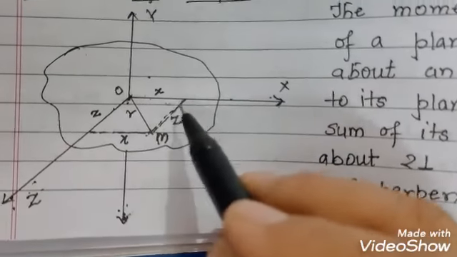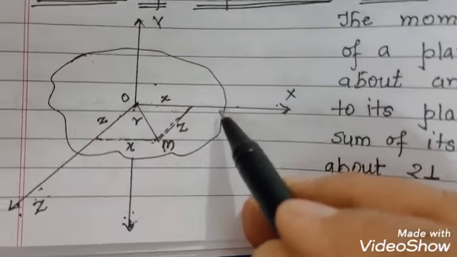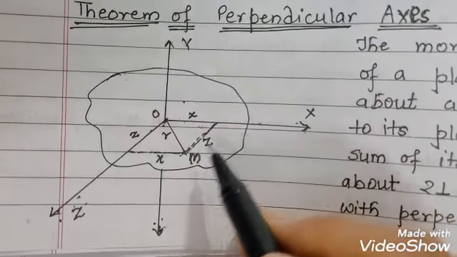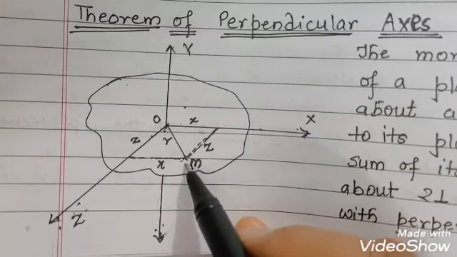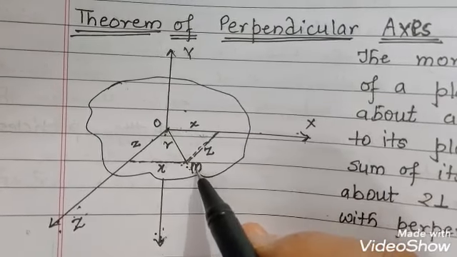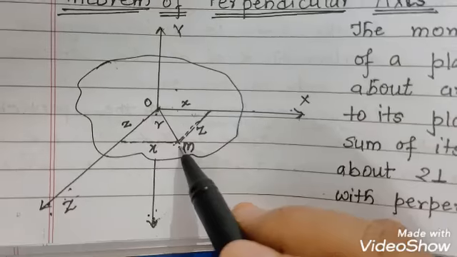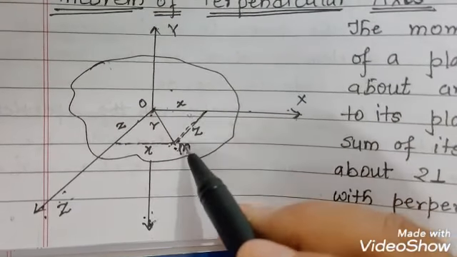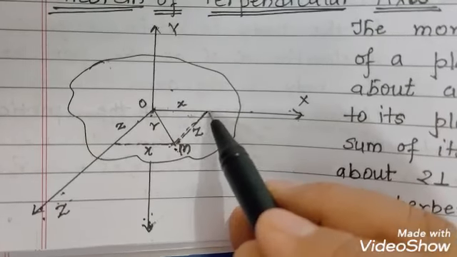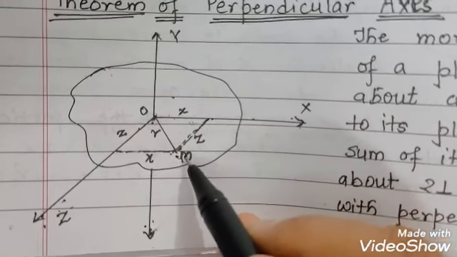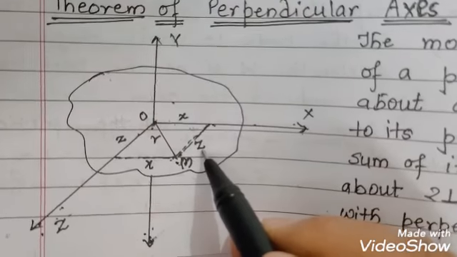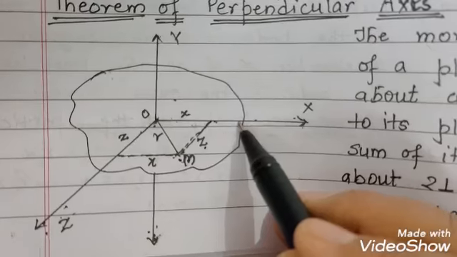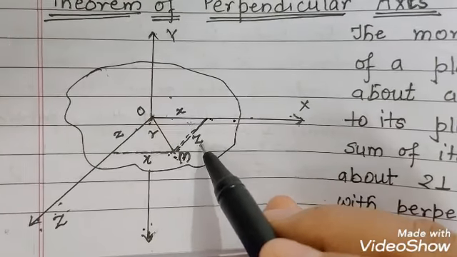Now, as shown in the figure, when we take the moment of inertia about the x-axis, look here: a small mass m is there. The perpendicular distance of this mass from the x-axis is z. So the moment of inertia about the x-axis must be mz square.